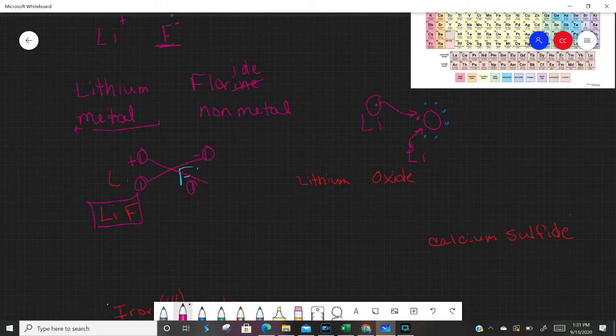For the formula, we said lithium has a +1 charge. We said oxygen, because it's in group 16, has a -2 charge because it's picking up 2 electrons. You take the number, crisscross it, and drop the charge. So Li2O, lithium oxide.